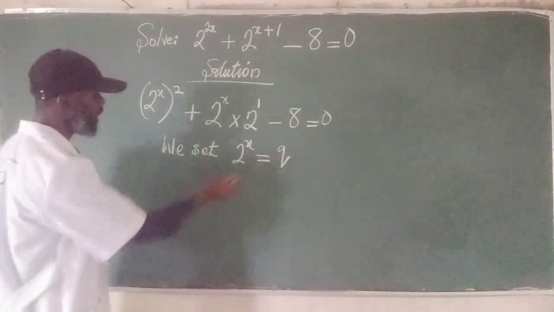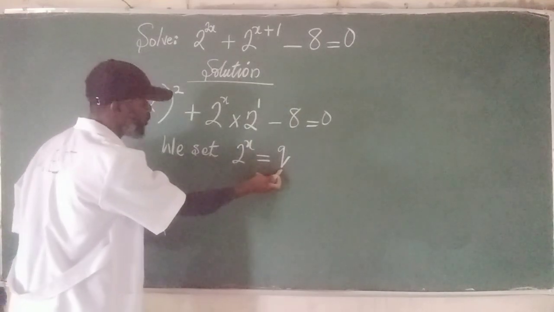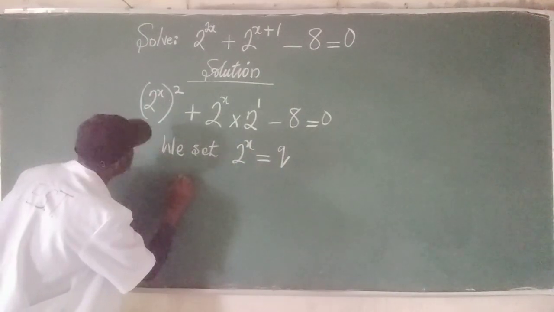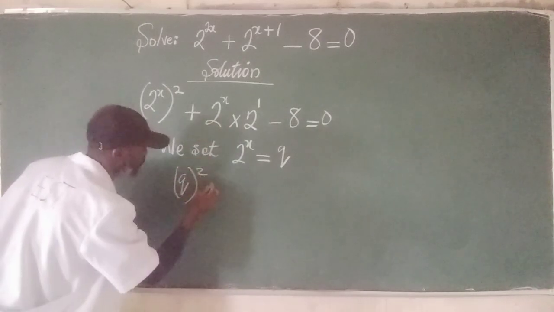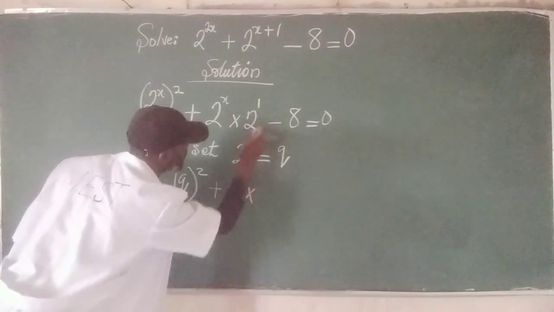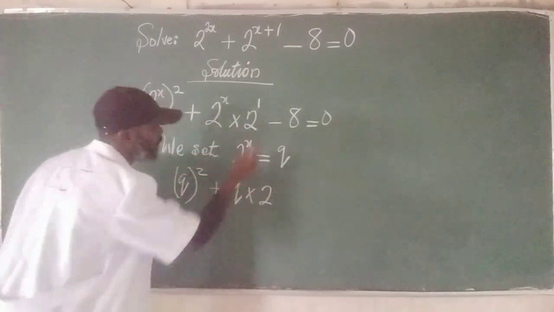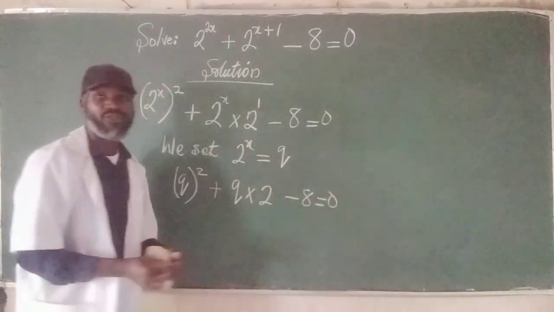So we move on there. Anywhere we see 2^x, we substitute with Q. So this becomes Q squared. At this point, we have plus Q times 2, and then here we have minus 8 all equal to 0. That's how to solve it.